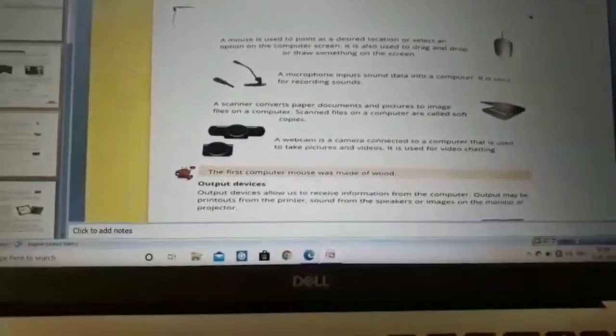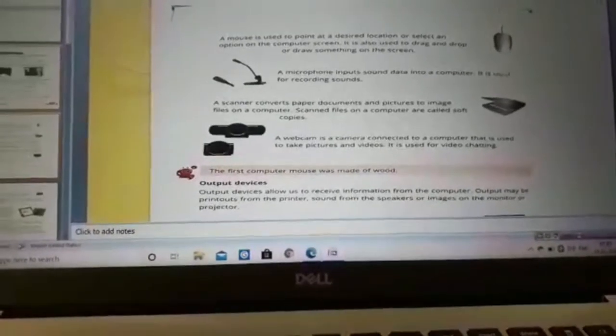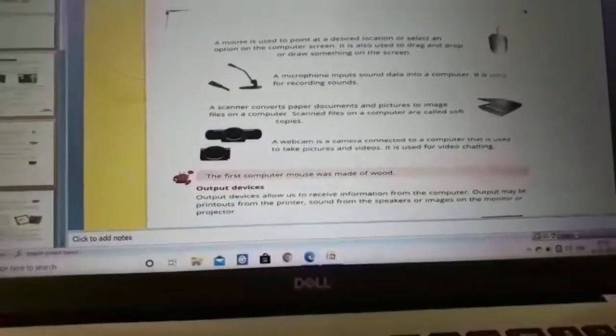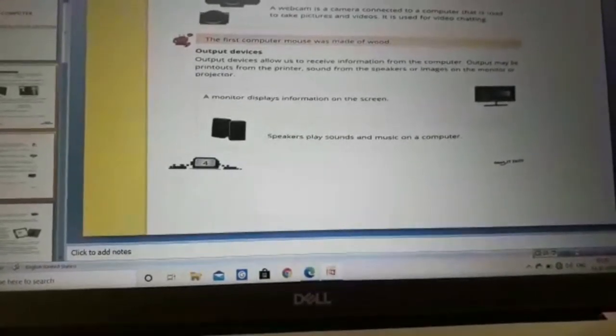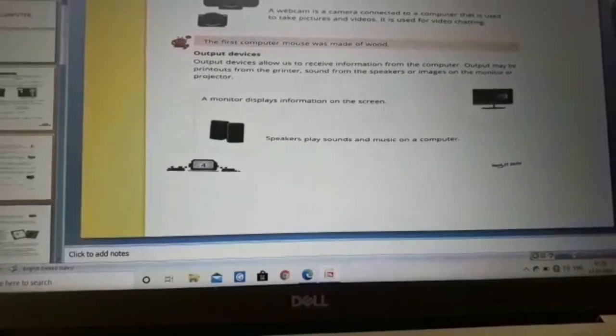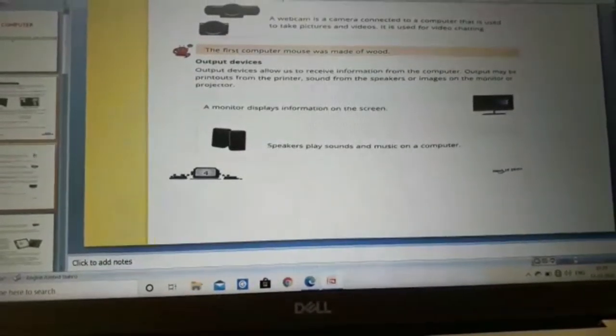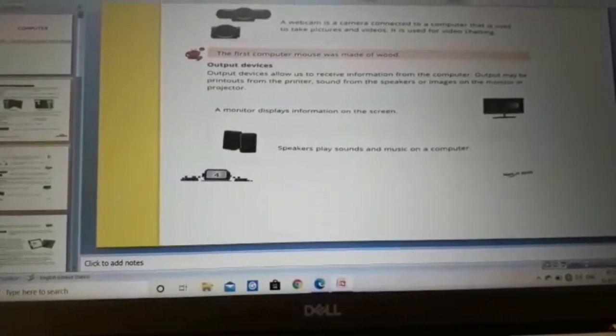Now, let's start the other topic, output devices. Output devices allow us to receive information from the computer. Output may be printouts from the printer, sound from the speakers or images on the monitor or projector. So, what is the function of input devices? It sends information to a computer, but output devices receive information from the computer.